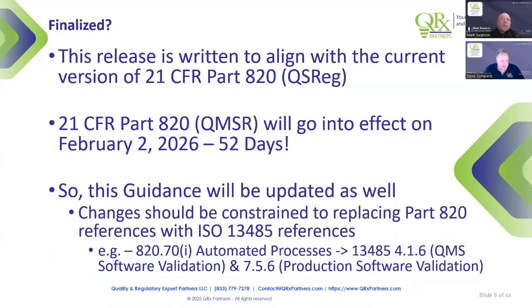And I give an example there where the current guidance references 820.70(i), which is about automated processes. That's equivalent to 1345 sections 4.1.6 and 7.5.6. So I think that's what the next version will look like. I don't think they're going to suddenly add different requirements or change their thinking on things. It's just they're going to clarify and make it align better. But be aware there will be another version coming.